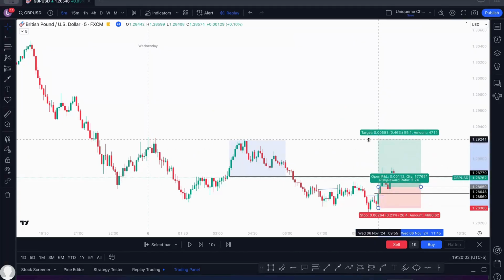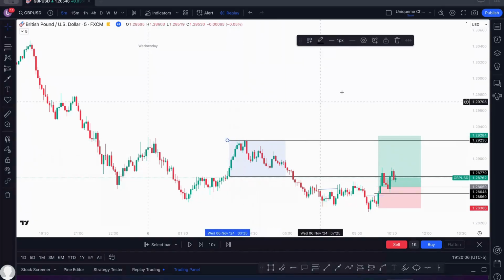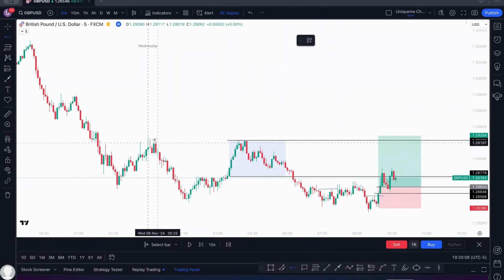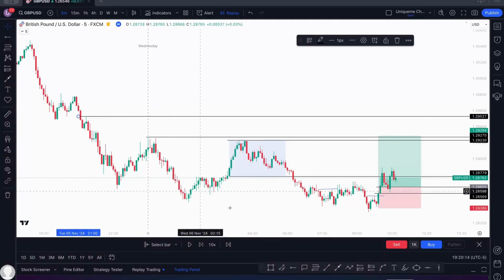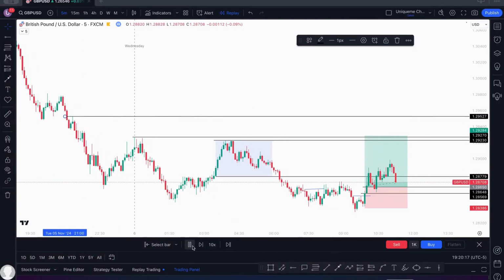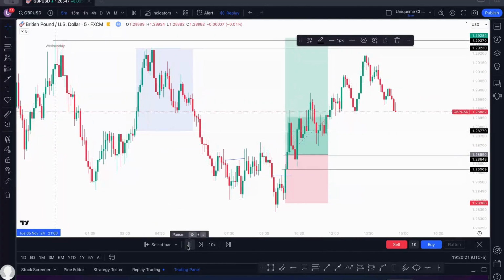And you're going to target the next high. It depends on where your greed can take you to. You can target the next high or target the next draw on liquidity around here. There's also a draw on liquidity around here. And it all depends on you. Okay, let's see if it plays out well.